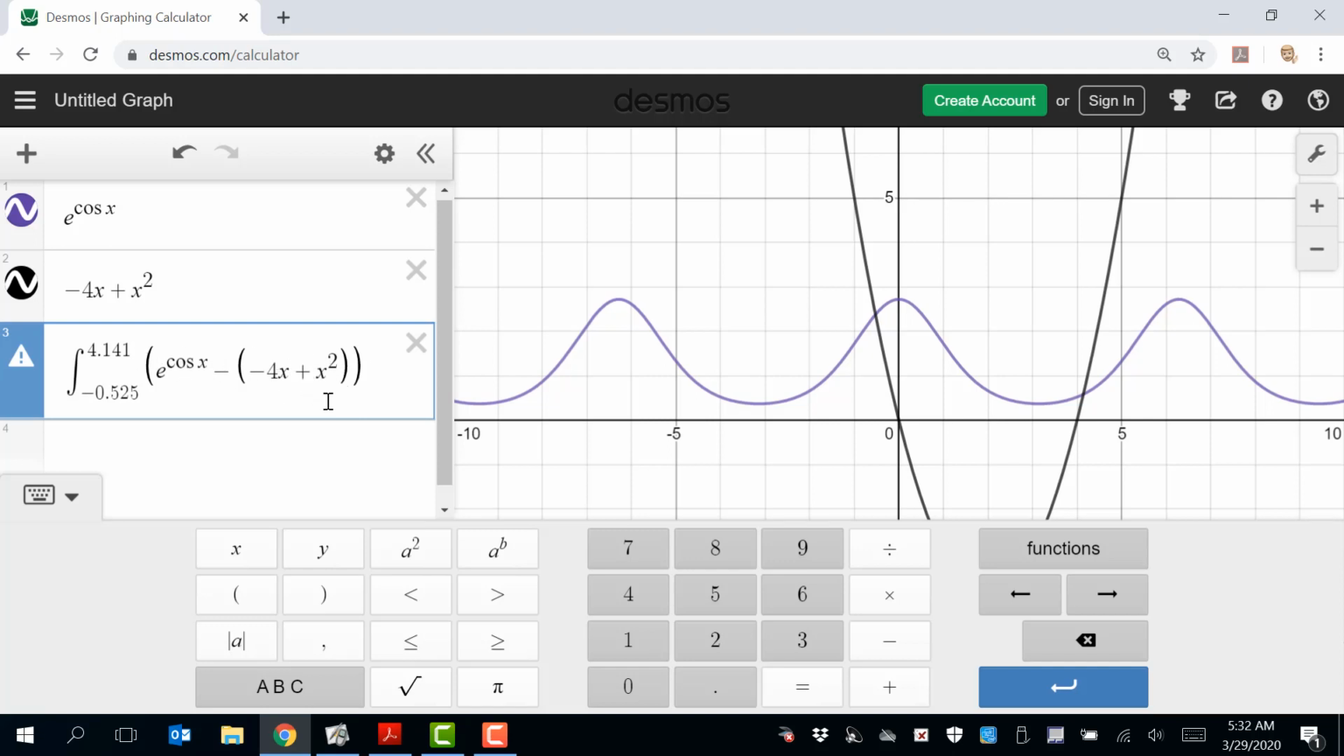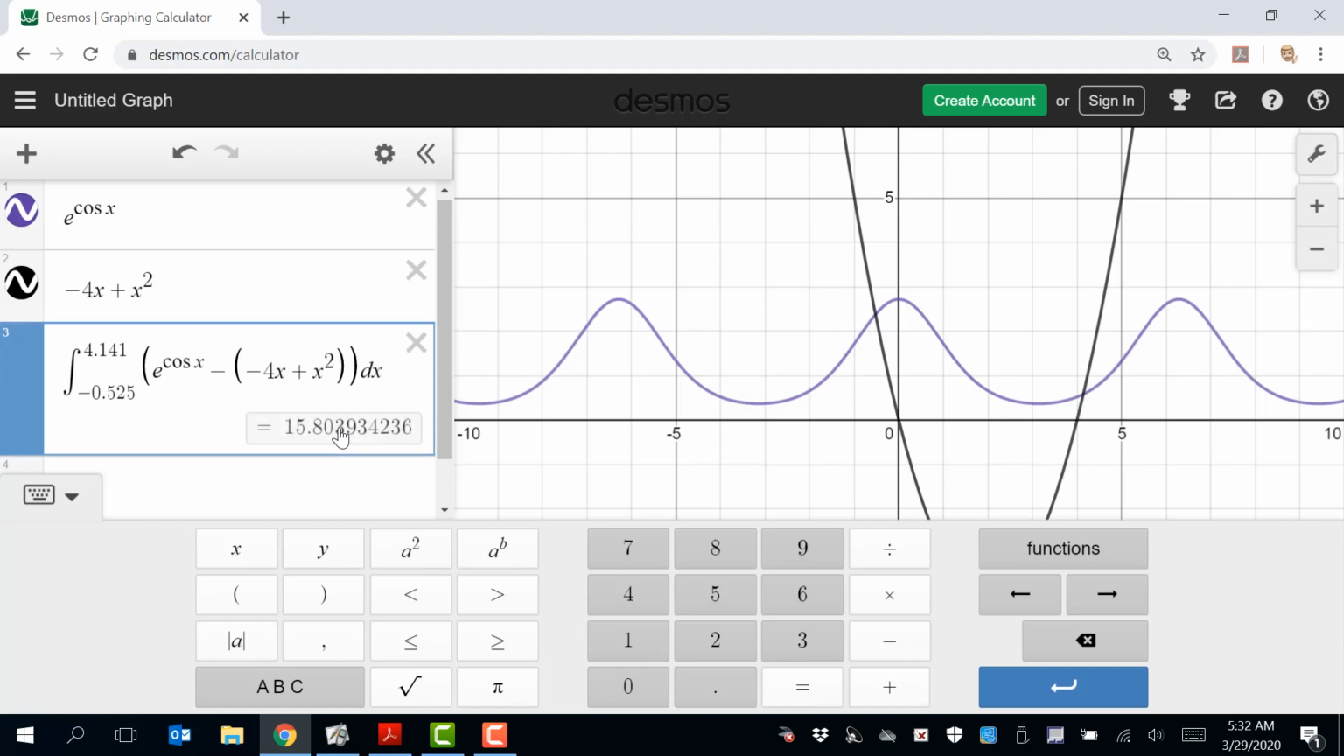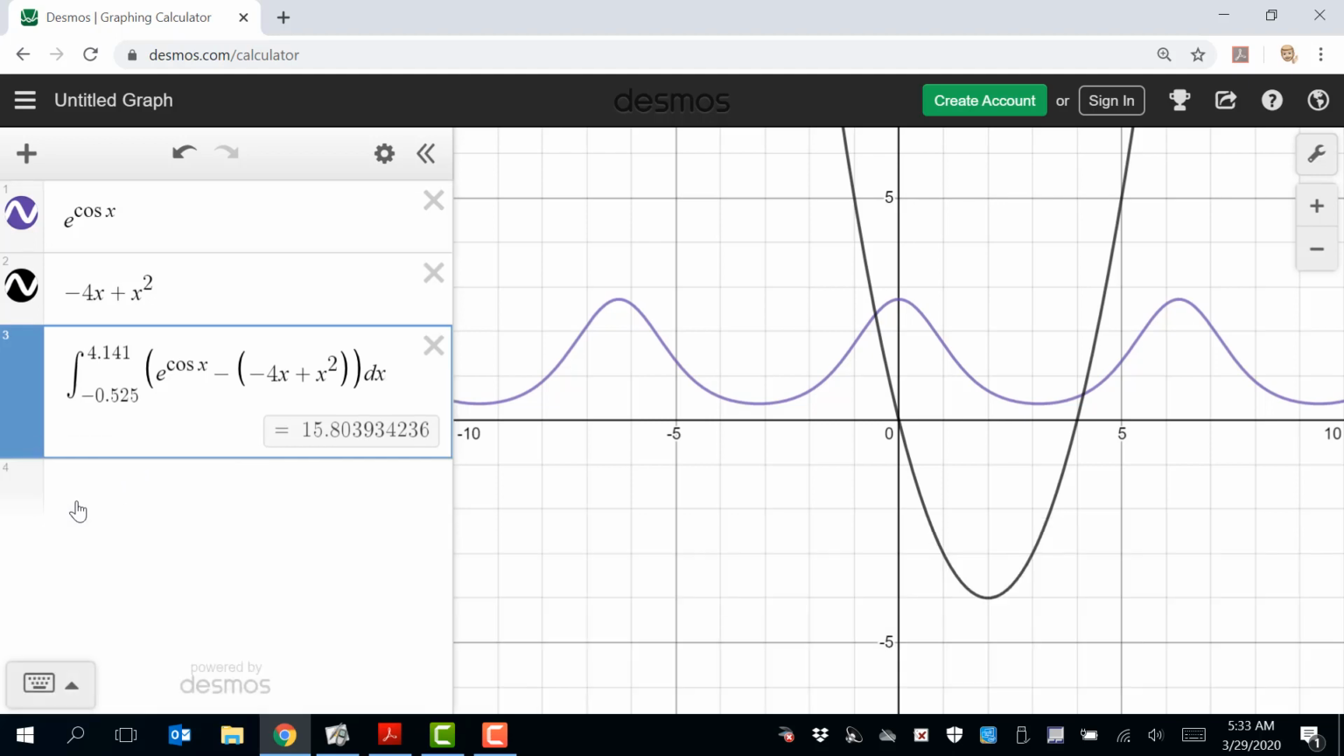Make sure all your sets of parentheses match up, and then finally type which variable you're differentiating with respect to, and you get your solution. 15.804 is how we would round that. 15.804 square units would be the area of that section.